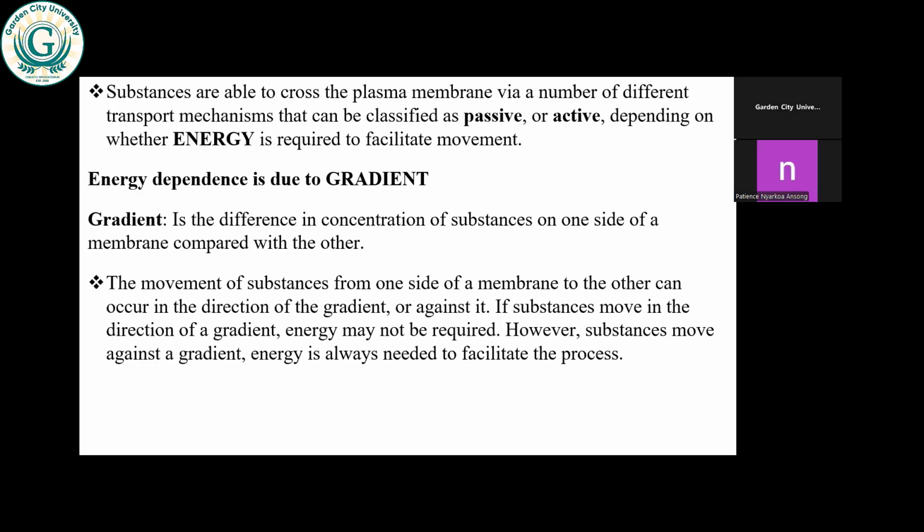On the other side, if the glucose is 10 outside and 10 inside, then that is equilibrium. Equilibrium is reached. But if there is a difference in the concentration of glucose, then a gradient is established. So movement of substances from one side of the membrane to the other occurs in the direction of the gradient or against it. We're still using the example of glucose. Glucose will move from its higher concentration outside the cell into the cell where the concentration is low. There are instances where glucose can also move from its lower concentration to its higher concentration.